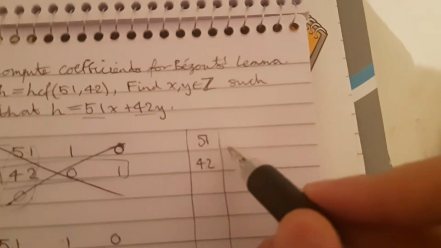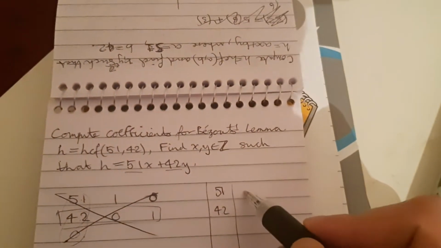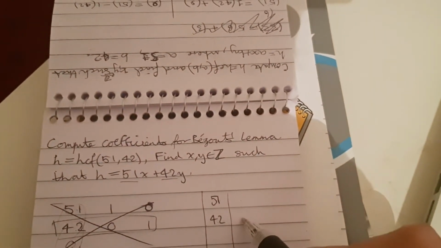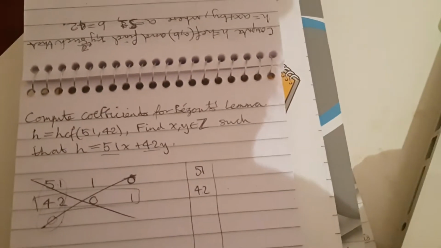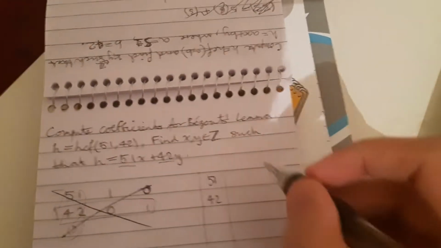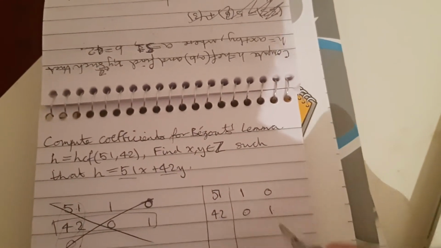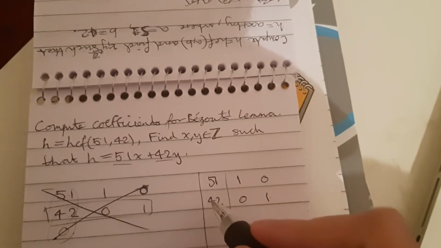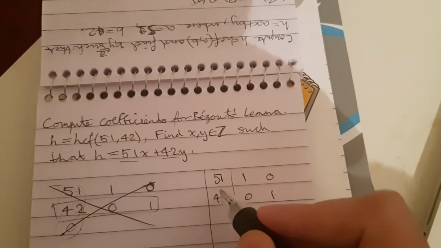The values here are the lambda values you see on the screen described here. So for this current a and b, we'll have lambda 1,1, lambda 1,2, lambda 2,1, lambda 2,2. But those are just details. What you really need to know is you just write down your a and your b here, and then we start with what is essentially the identity matrix, 1, 0, 0, 1. On each step, we will then write down the quotient of 51 divided by 42 in this case, which is just 1. 42 only goes into 51 once, so we'll put down a little 1 here.